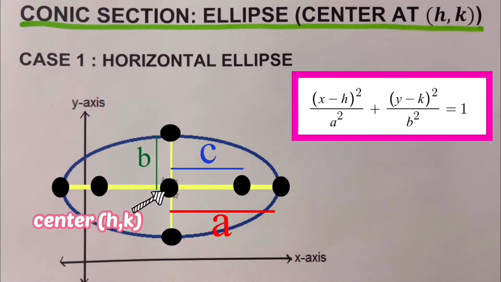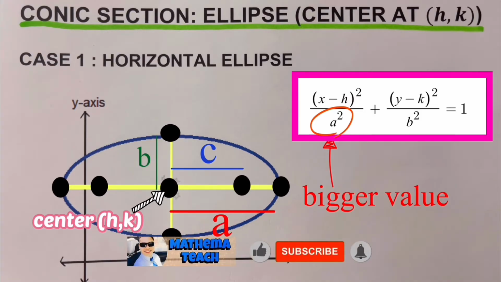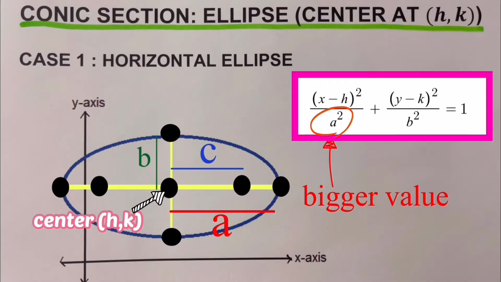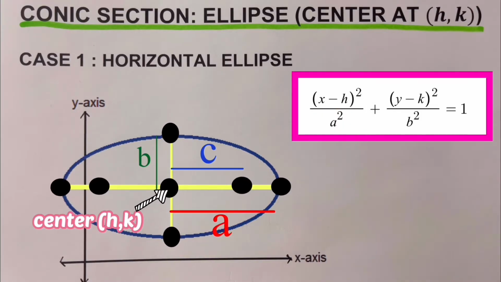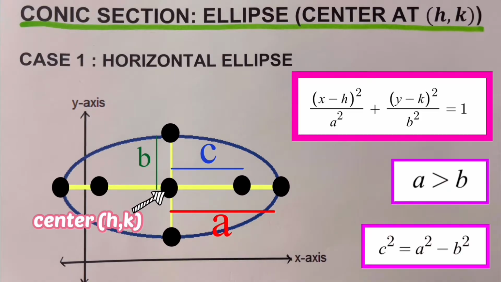Please notice that the value of a² is under the (x − h)². The reason is that it is a horizontal ellipse. Horizontal means left and right, so the a² will be under the x. We also remember that the value of a is always greater than b, and the equation that relates a, b, and c is c² = a² − b².